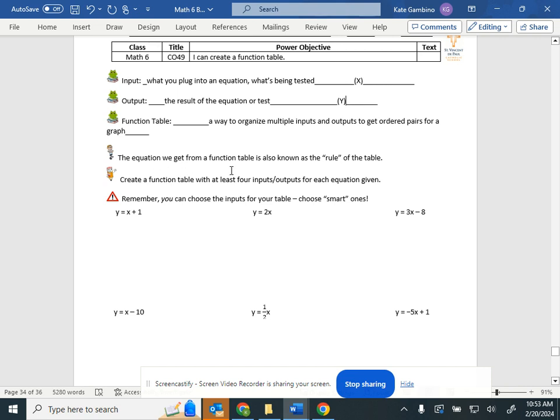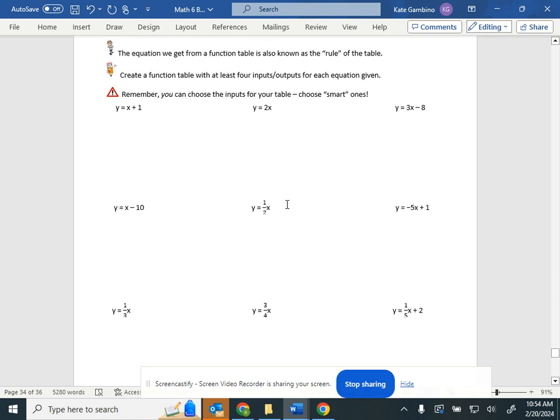The equation we get from a function table is also known as the rule of the table. So every table, there's going to be a rule that you follow. It's that pattern. What gets us our pattern? So we need to create a function table with at least 4 inputs and outputs for each equation that's given. Remember, you get to choose the inputs for your table, so choose smart ones. And I'm going to show us what that means to choose smart ones.